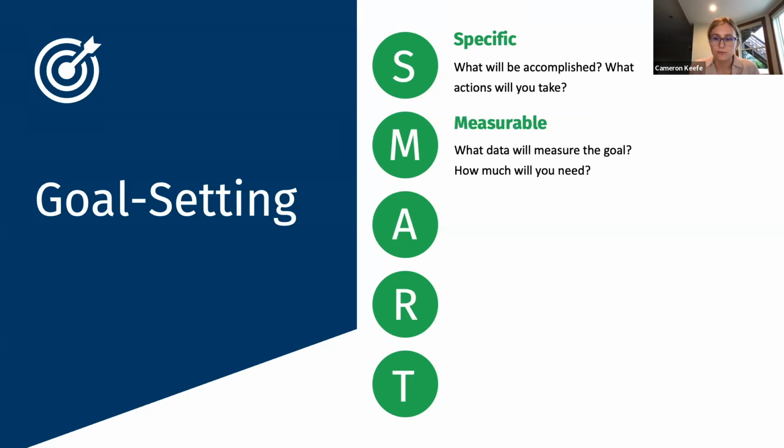M is measurable. What data will measure the goal? How much will you need? How well will it work? Examples include productivity results, money earned or saved, and even test grades. A is achievable. Is the goal doable? Do you have the skills and resources necessary? If you don't have the skills and resources needed, what would it take to attain them?